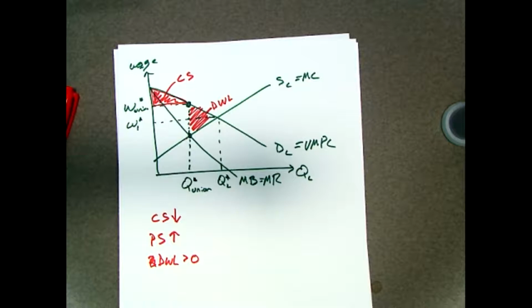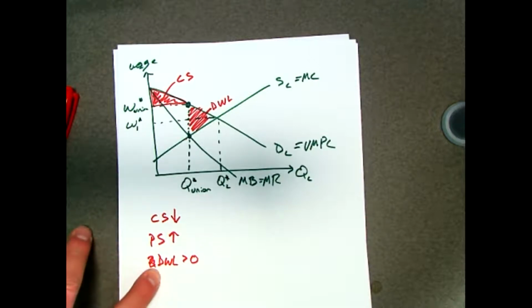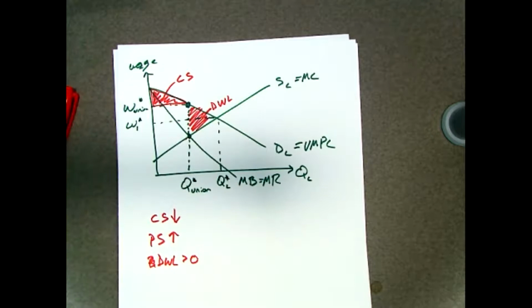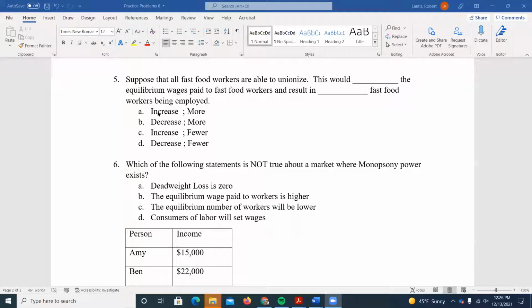Any questions on that one? So the problem specifically just asked about comparing wages and the number of workers. But it may be a good thing to know that with a union, there is some deadweight loss. We see a lower consumer surplus and higher producer surplus. So if we go back here, wages increase, but we have a fewer number of workers.